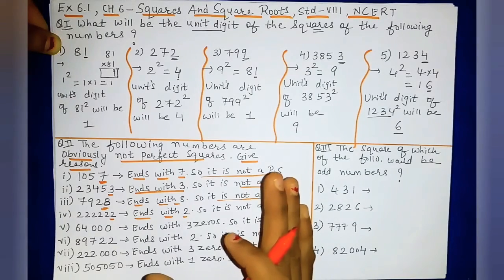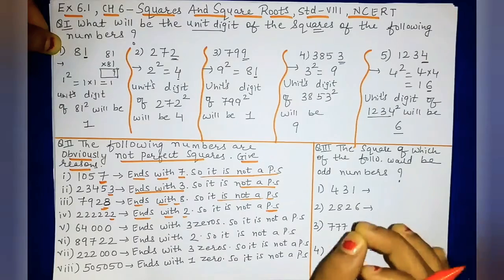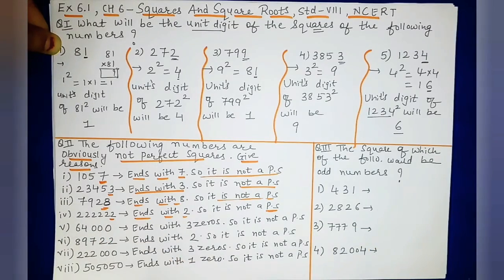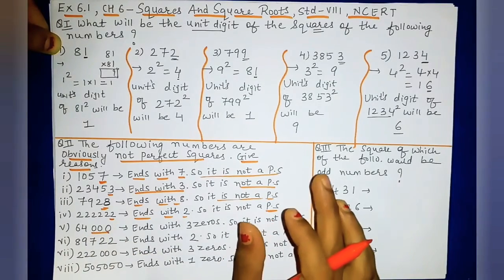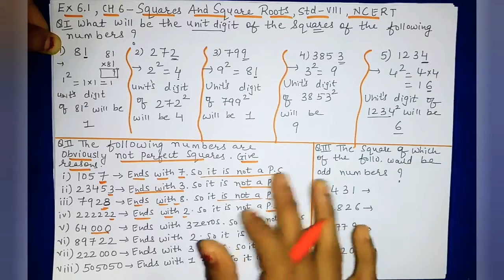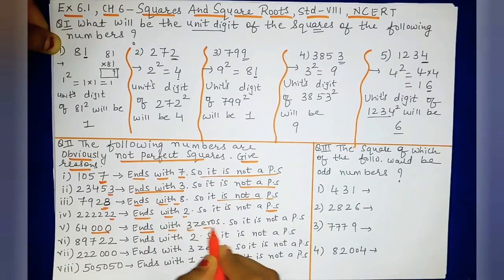For example, if we do 10 square, 10 tens are 100. So zeros are coming. But again, 0 should be even times. Here 0 is 3 times: 1, 2 and 3. So in any square number, 0 can never be odd number of times. So here it ends with 3 zeros.